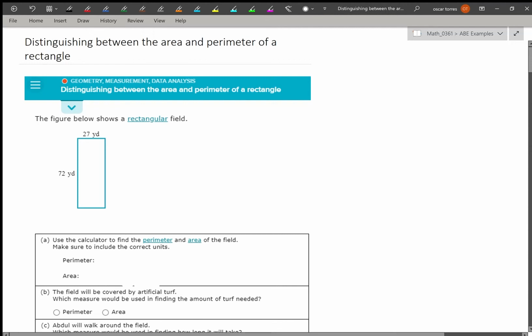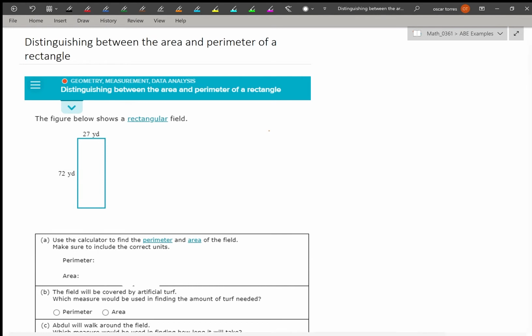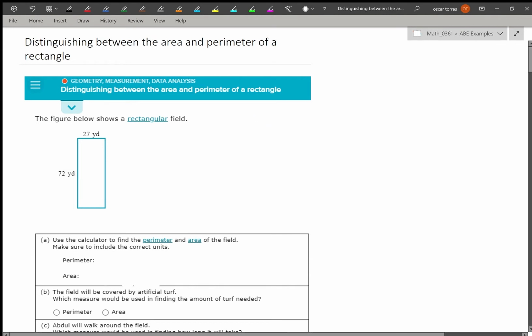This lesson involves finding the area and perimeter of a rectangle. So before I continue, a really brief explanation of area. Area is the amount of space that something takes up, and in this case, it's the amount of space that a rectangle will take up. And the formula for area of a rectangle is length times width.